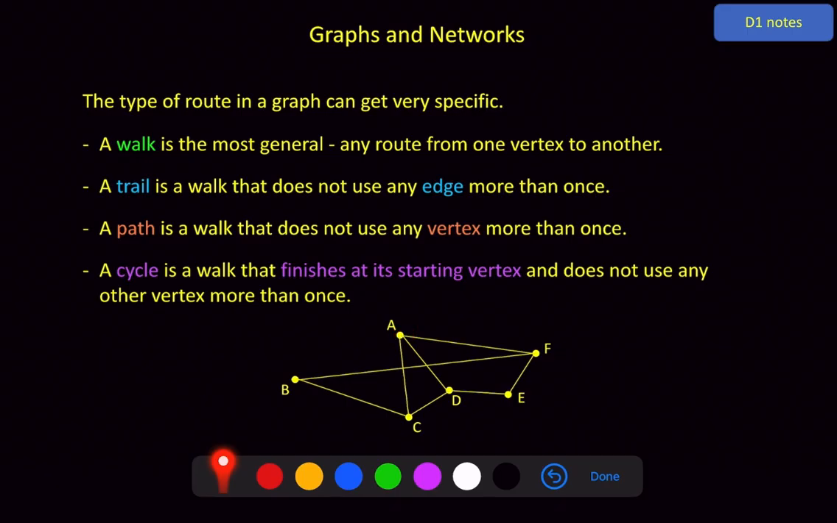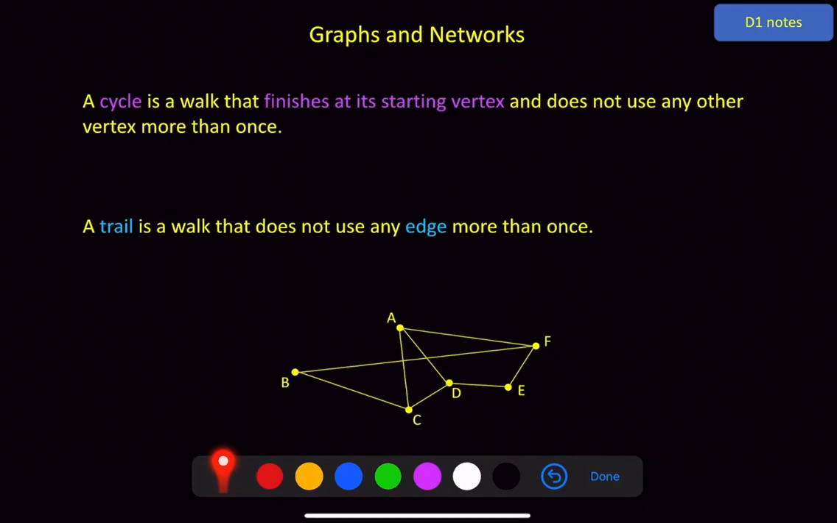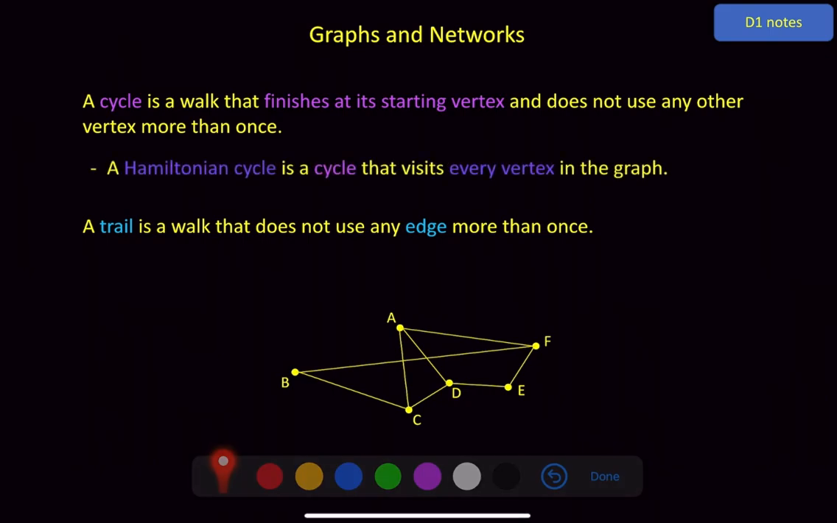I wish I could say we're finished, but there's still more to come. We're going to go a little bit more specific on a cycle and a trail, because there's a specific type of cycle and trail that you need to be aware of. So first of all, the cycle. We just said that's a walk that finishes at its starting vertex and doesn't use any other vertex more than once. But if you are able to do that and use every vertex in the graph, then that's called a Hamiltonian cycle.